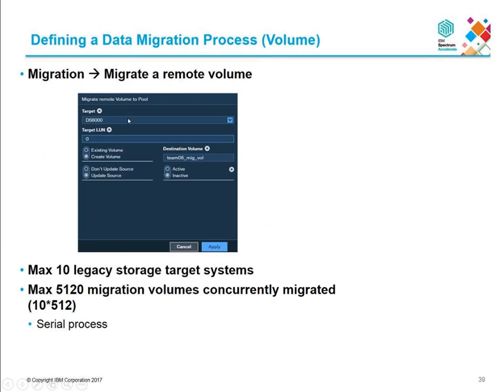Again, defining a migration process, here's my target LUN. I can use an existing volume, or I can create a volume. I always suggest creating a volume because that means the A9000 is going to read that volume and create the volume with the exact right block count. You can do it manually, but why, if the box is going to do it for you?